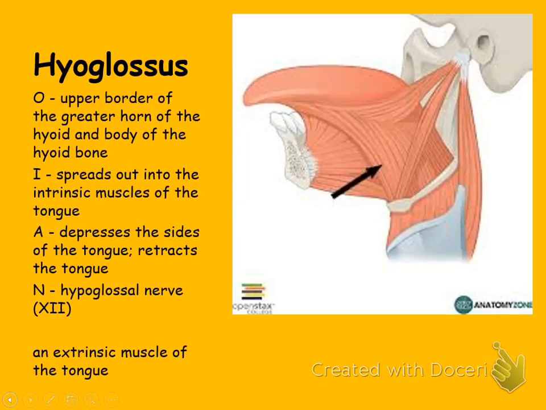bone, hyoglossus. And it inserts onto the intrinsic muscle of the tongue. In other words, the muscle itself, the tongue itself, on the bottom. It depresses the tongue on the sides and retracts the tongue back. Okay, so this one won't help you curl your tongue. It will help keep you so that you can't curl your tongue. It keeps your tongue in place.